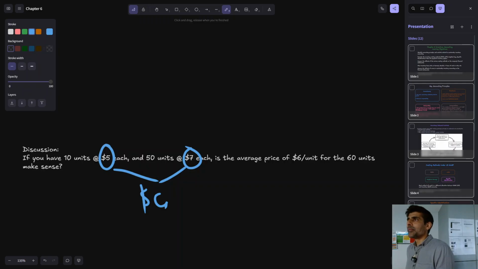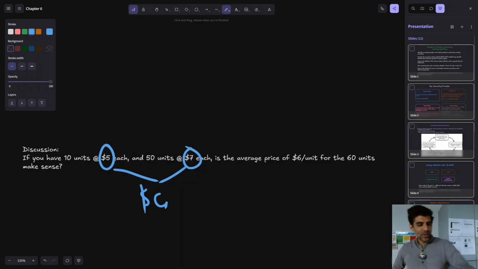Okay, why not? When you have 10 units at $5, and when you have 7 dollars for 50 units, that's 350, so that would be 400, which means you would have more money than about $6. Okay, you're doing the math in your head. Okay, so let's just unpack what Scott said.